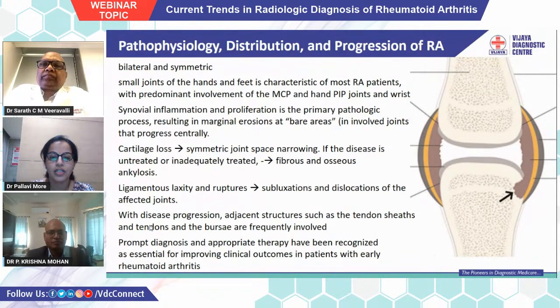With the disease progression, the adjacent structures such as tendon sheath, tendons, and the bursae are frequently involved. Prompt diagnosis and appropriate treatment are the essential components for improving the clinical outcome in patients with early rheumatoid arthritis.